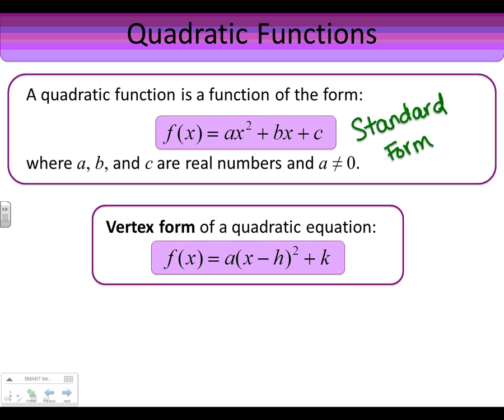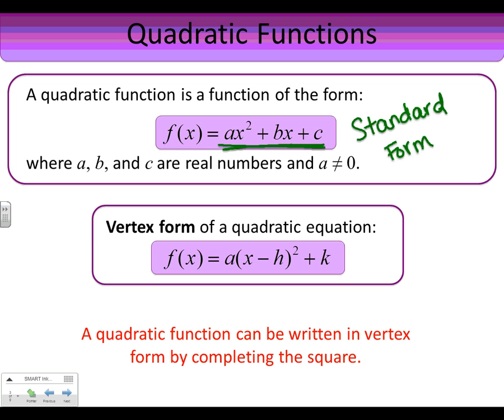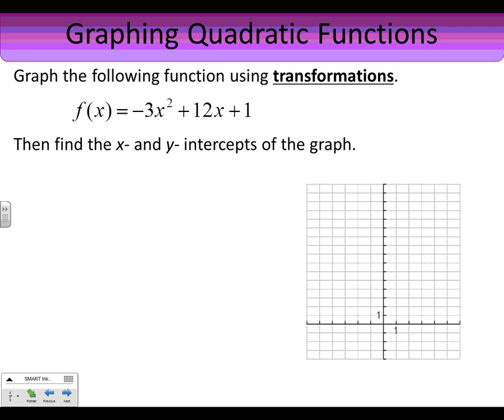So typically, when we were graphing with transformations, you were given the equation in vertex form. However, typically you usually see our equations in standard form. So we need to find a way to still graph using transformations even if we're given the equation in standard form first. A quadratic function can be written in vertex form by completing the square. So all that practice that we've been doing with completing the square, we can use that to get a function in standard form into vertex form.